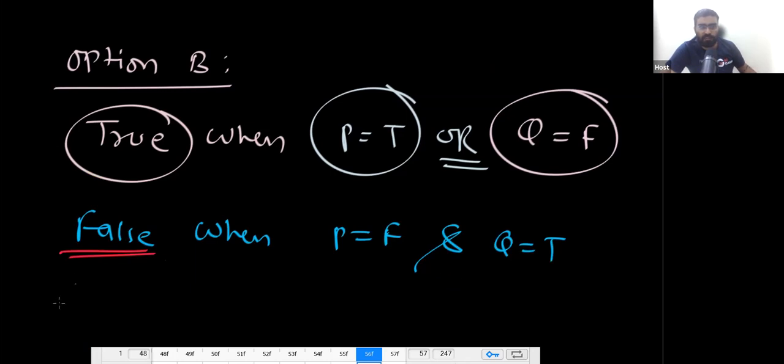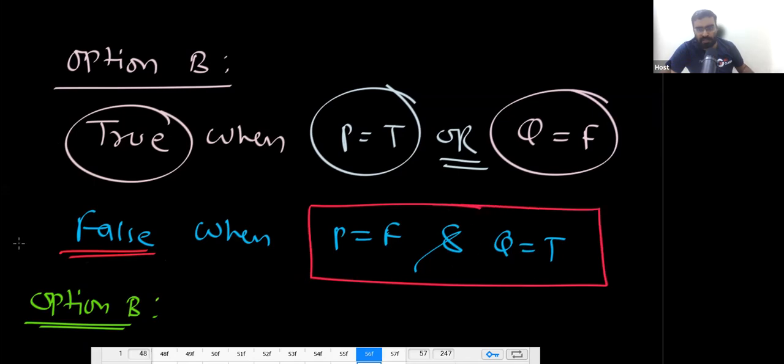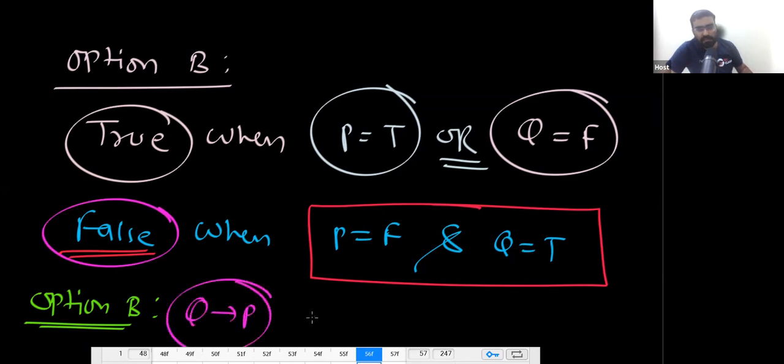In one word, what can I say for option B? Option B is false in this case. So in one word, I can say option B is basically Q implies P. Is this clear? Let me know, is this understood? Because Q implies P is false in this case.